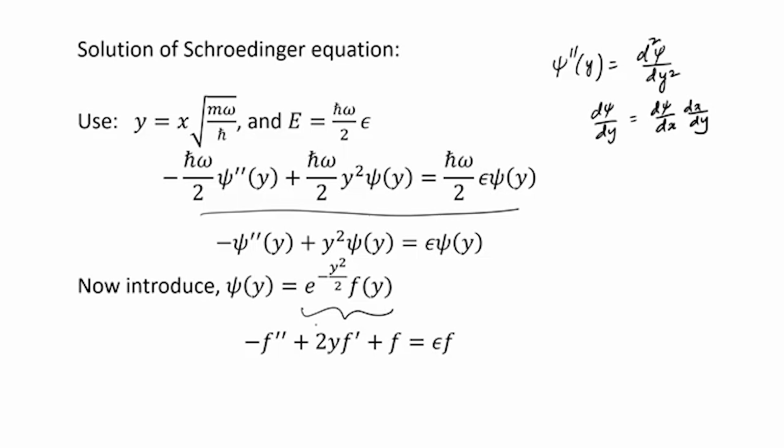by just scaling it with a Gaussian term which is exponential minus y square by 2, you get an equation which is minus f double dash, which means d2f dy2, and minus 2y f prime, or f dash, plus f is equal to epsilon f, and this becomes your new form of the Schrodinger equation that you need to solve.